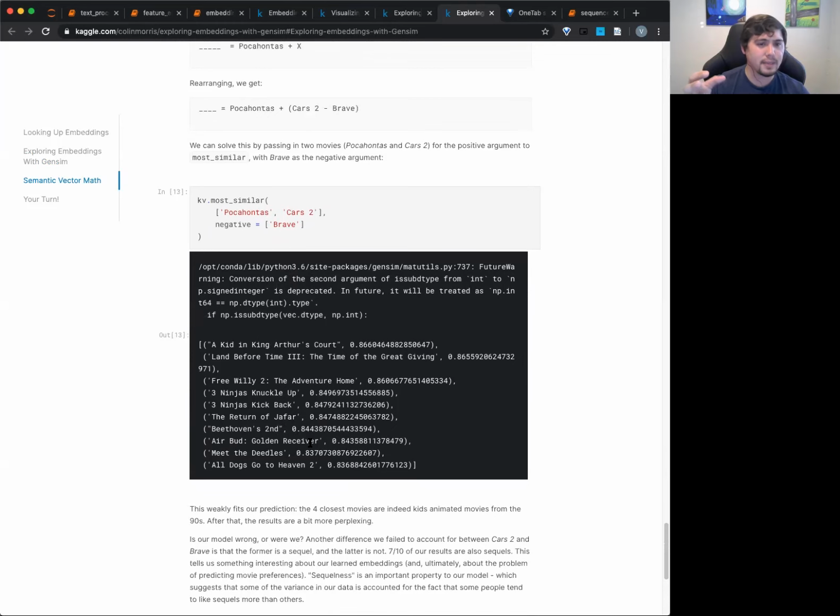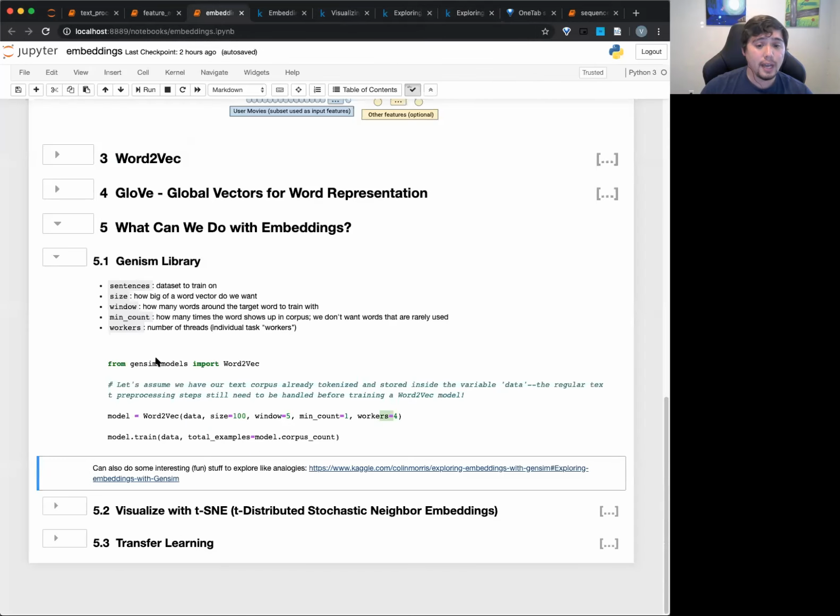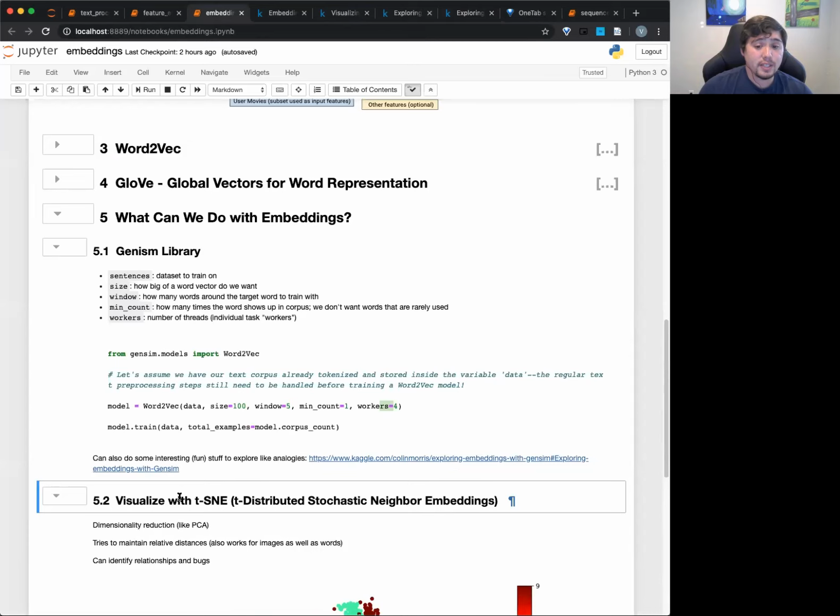I think the movies actually make a lot of sense. Where I can kind of see where the similar movies are in here, but you can apply it as well to words. Okay. So the last part is kind of like this visualization.